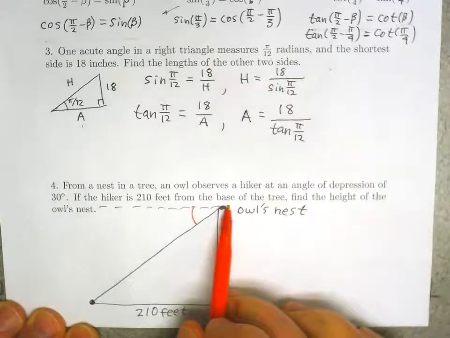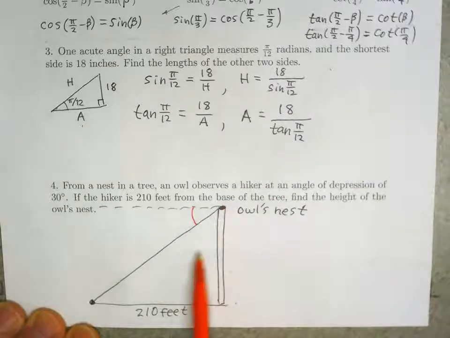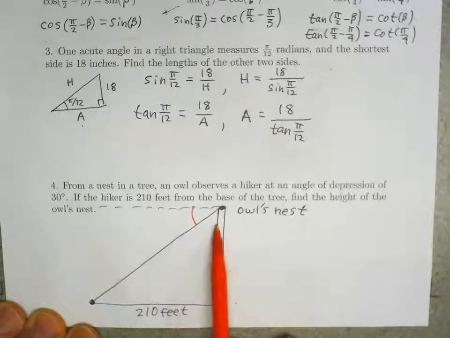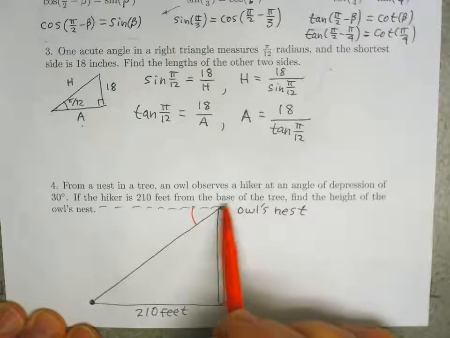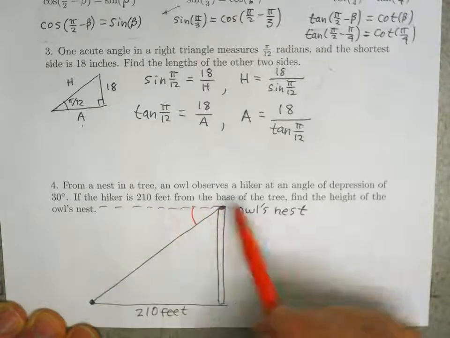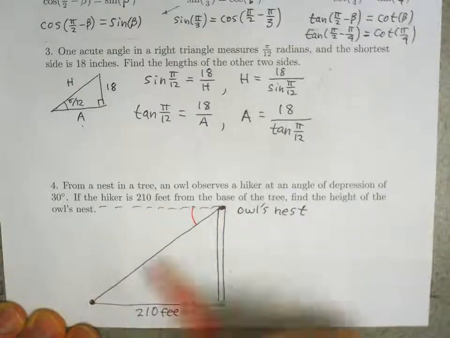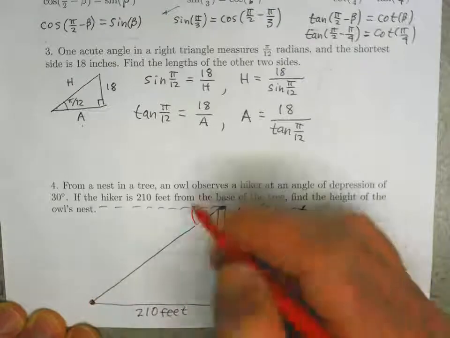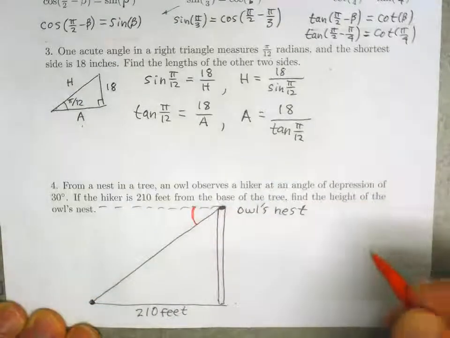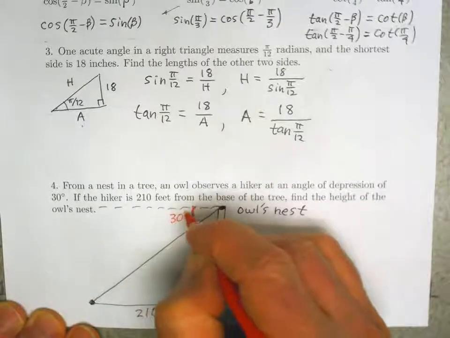Remember, don't forget, you could do this problem incorrectly if you put the angle of depression in the wrong place. So it's from the horizontal to the downward line of vision. That's the angle of depression. That's 30 degrees.